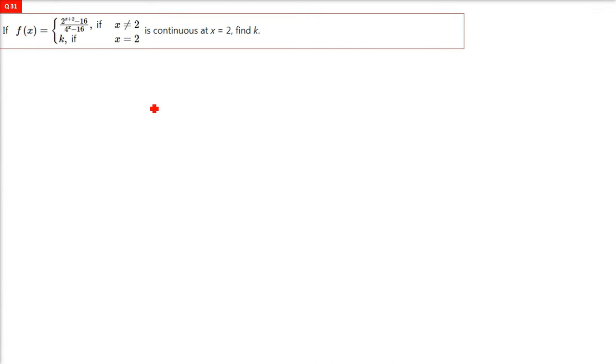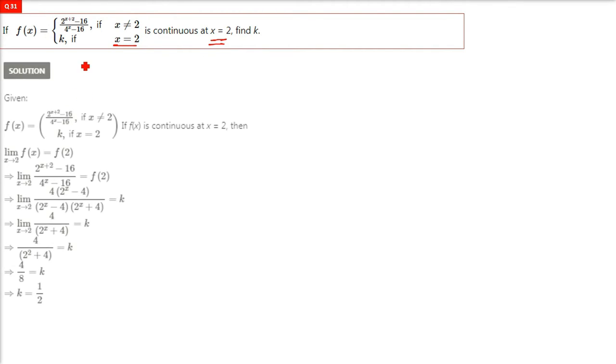Now fx is this term. At x equals 2, it is already given as k. So whatever comes when we apply the limit, it has to be equated to k. So the continuity has to be checked at x equals 2. So we have to find out k. So we'll just find out the limit, and that limit value is equivalent to k.